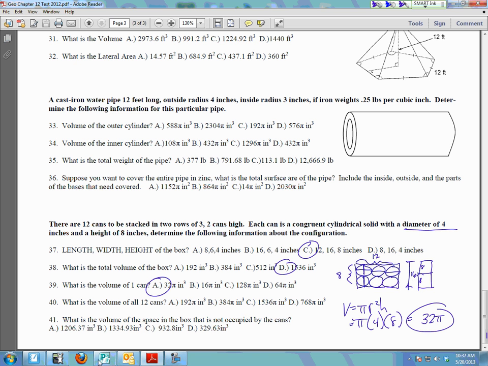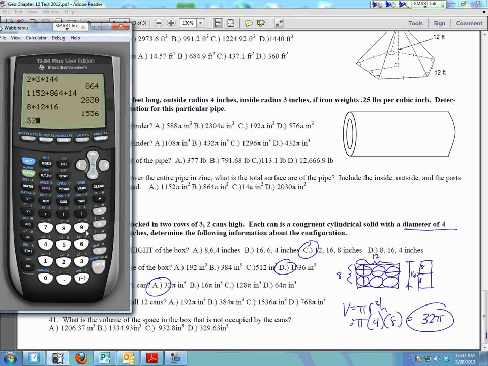What's the volume of all 12 cans? Well, whatever 32 pi times 12 is. So 32 times 12 gives me 384. So 384 pi is going to be the volume of all 12 cans. Number 41 says, and what is the volume of the space in the box that is not occupied by the cans? Well, the volume of the box is this. The volume of the cans is that. Let's subtract them. 1536 minus 384 pi gives me 329.63 cubic inches.